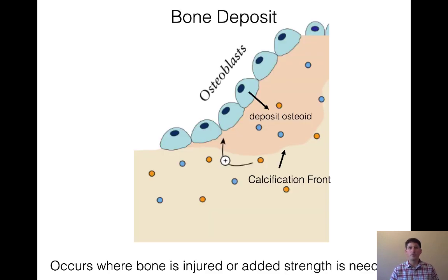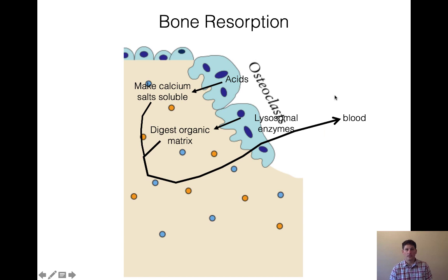So when we talk about bone deposit, this is occurring where bones are injured or we need to add more strength. So you can see those osteoblasts. Those osteoblasts are depositing their osteoid onto the bone that was there prior to the deposition. So we're going to build bone by those osteoblasts.